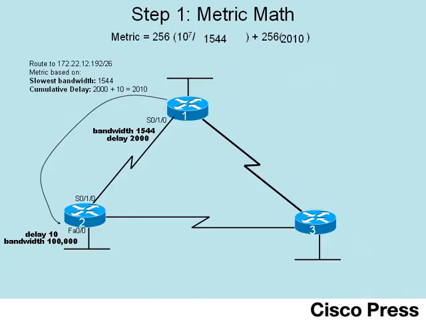Now you can do the math yourself. I'll show you the steps broken down a little bit here just for reference. There's the math inside the parentheses. There's the multiplication by 256. Then add them together, you get 2,172,416. The number itself is not all that interesting, but we'll see that in several of the show commands coming up next.